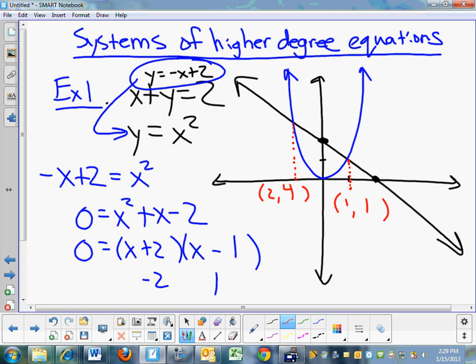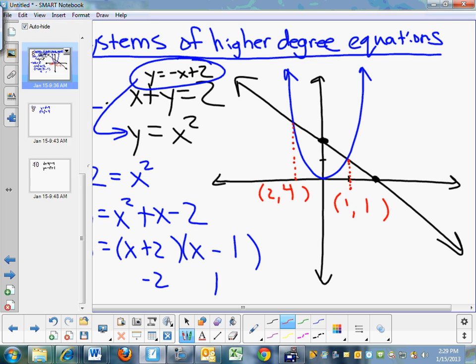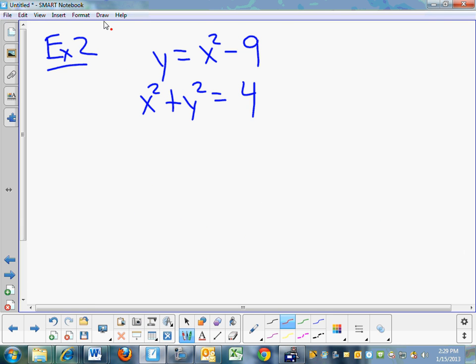Any questions on the first one? Easy? All right, let's try something more difficult. Look at the next problem. Example 2, y equals x squared minus 9 and x squared plus y squared equals 4.